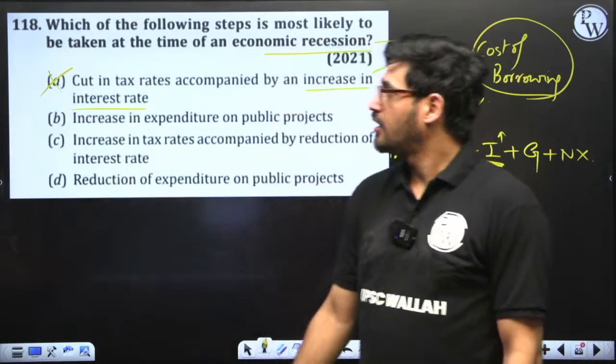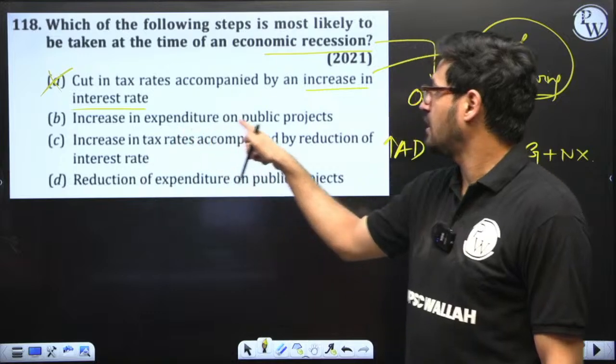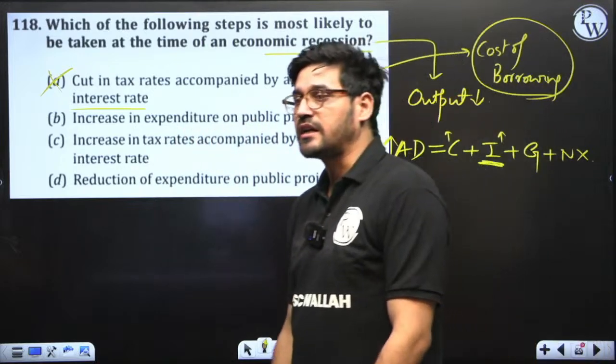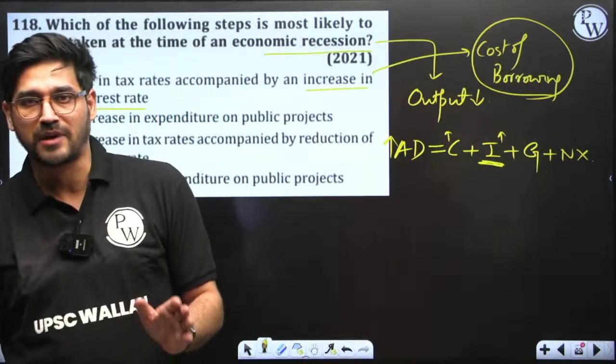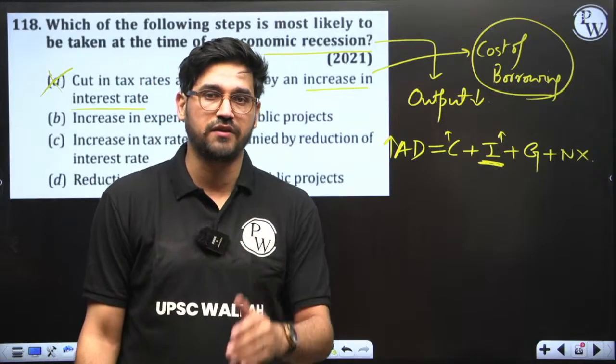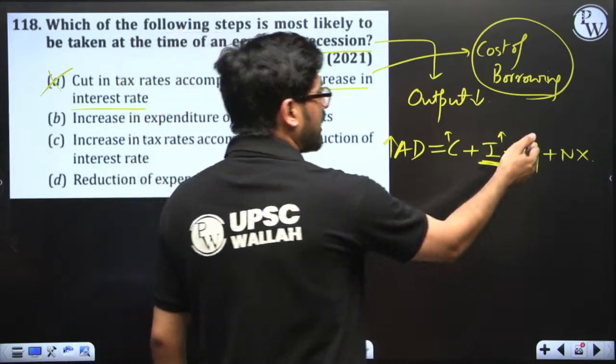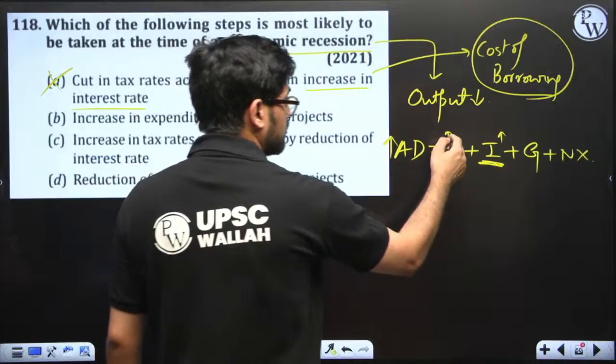No. B says increase in expenditure on public projects. Now, increase in expenditure on public projects is primarily going to come from the government itself. That means we are trying to raise this part.